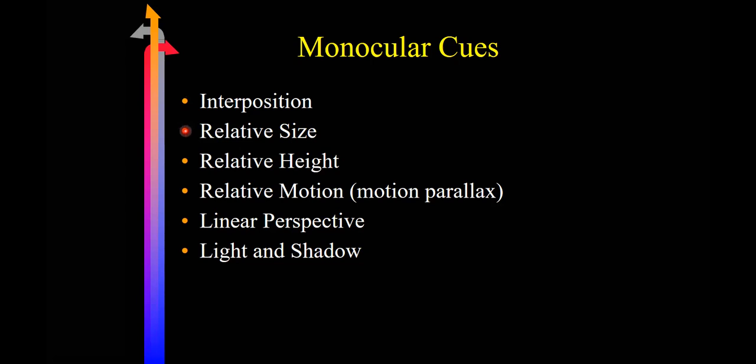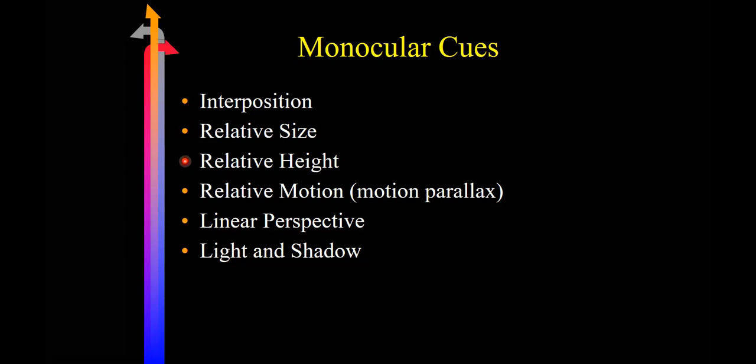Then there's relative size. If we know roughly the size of something, if it appears larger, if it makes a larger image on our retina, then we assume it to be closer. If the image on our retina is smaller, then we assume it to be further away.